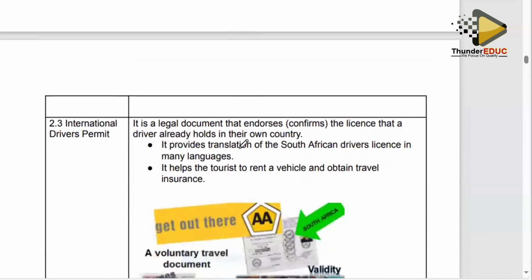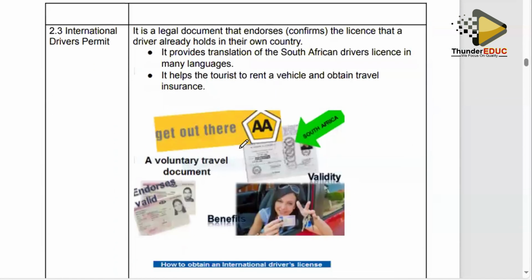So moving on to the next thing, we also have the third document, which is known as the International Driver's Permit. It is known as the IDP. Let me start by explaining that when you drive in a foreign country, some countries require you to carry an international driver's permit because there are different rules and regulations when it comes to traffic in different countries.